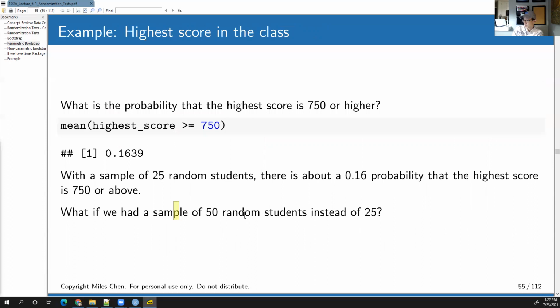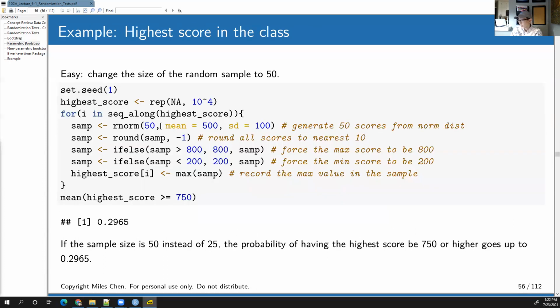So, what if we had a sample of 50 students instead of 25? Well, all we have to do is run the same simulation, except this time we're taking 50 students from the normal distribution. We do everything else, and we ask, what proportion of classrooms of 50 students have a high score greater than or equal to 750? And here we get close to 30%. So if you're taking a bigger sample, what's the probability that the highest score is over 750? It gets even higher, which makes sense.